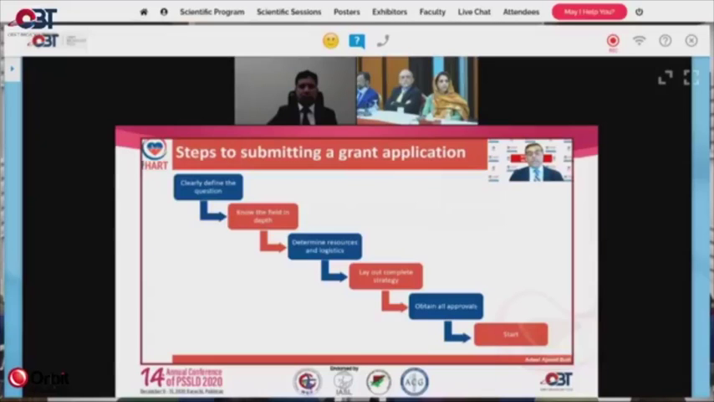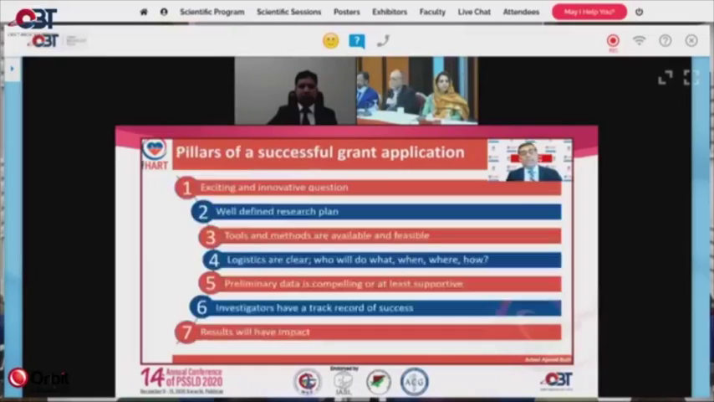Now, just one more time to emphasize what the pillars of a successful grant application are. And these are the themes that reviewers look at, that your grant and your application or the questions that you're asking and trying to answer should be exciting and innovative. Generally, questions that have been answered by 50 other groups or teams or researchers are not given a priority in funding decisions. You should have a very well-defined research plan. You should have tools and methods to successfully execute that project that you're proposing. Your logistics should be clear.